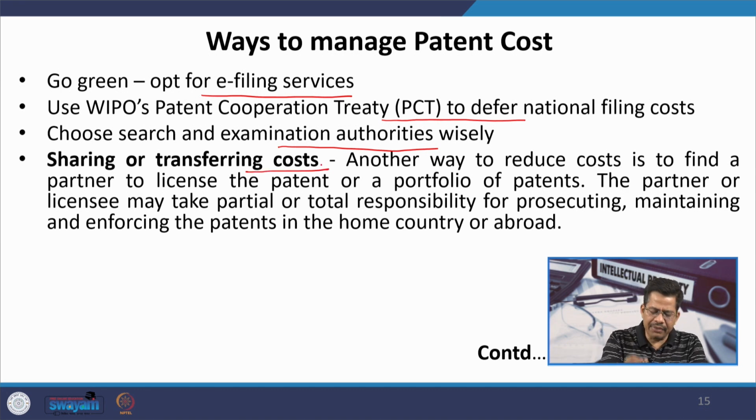Then another very important thing is sharing and transferring of the cost, particularly when we are going for foreign filing. In the national phase we should identify some partners, so that the cost associated with the national phase of your foreign filing can be shared with that partner. And in some cases, if the partner is going to take whole responsibility of doing business in that country, you can completely transfer your cost to that partner. So, that is also a way of managing the cost in foreign filing cases by identifying partners.